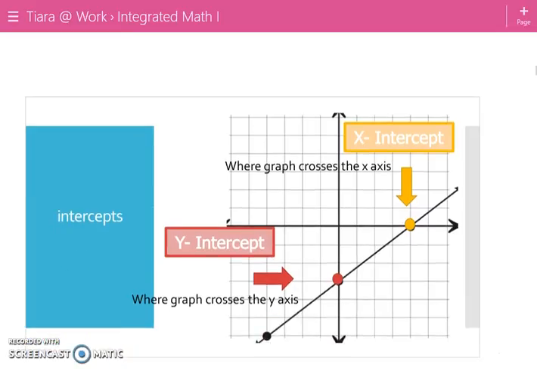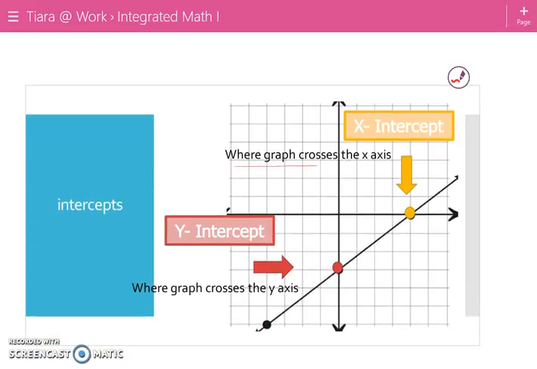So how does this look on a graph? The x-intercept is where the graph crosses, surprise, surprise, the x-axis, right? So it's where the graph and the x-axis intersect. That's why we call it the x-intercept. The y-intercept is where the graph crosses the y-axis.